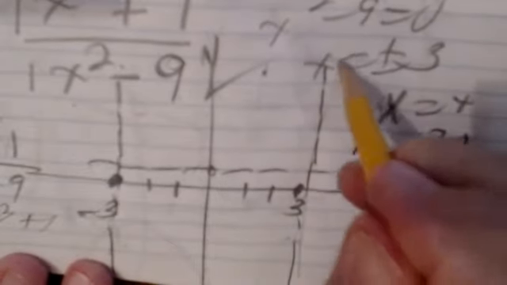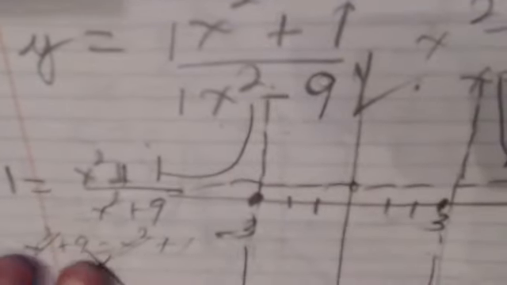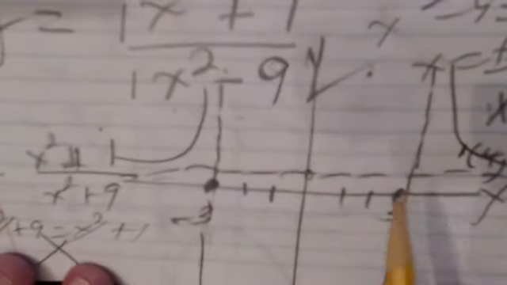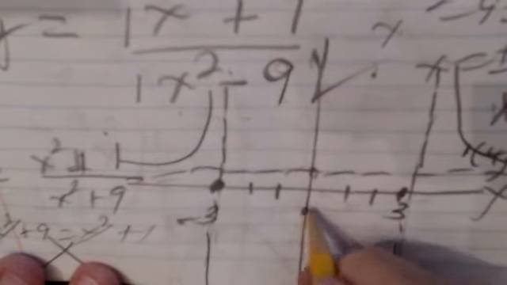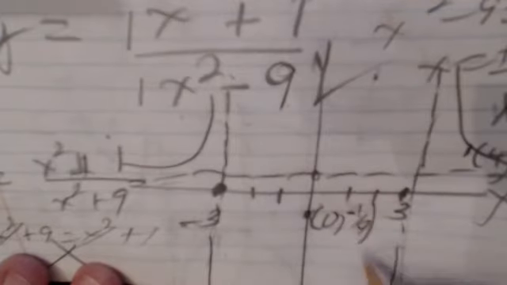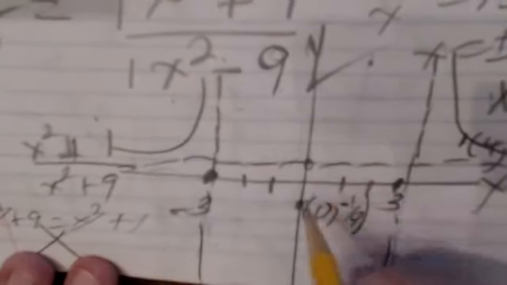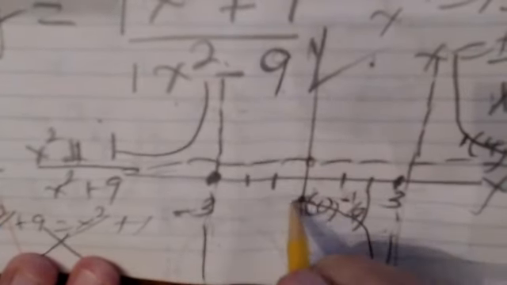That's my point here. So my curve has to be hemmed in by this. It's an even function, so I'm going to have the same thing back over here on this side. So all I've got to do now is see what happens between. So when x is 0, I got 1 over minus 9, so we can put that here at minus 1/9. Now, as it gets closer to 3 here, it's going to come up, and as it gets closer to minus 3 here, it's going to come up.